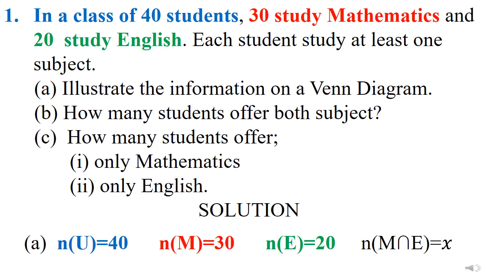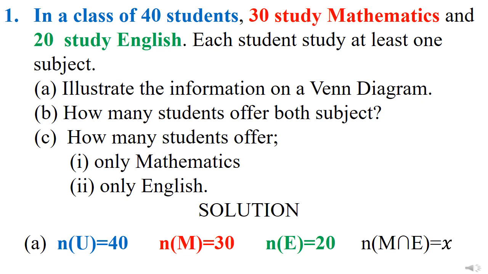Now, A, which is the illustration of the information on the Venn diagram. Before we can do the illustration, we have to first analyze the question so that we can identify the set and the number of members for each set given in the question. In the question, we have the total students in the class as 40. Therefore, our universal set is equal to 40 students. So number of U equal to 40.